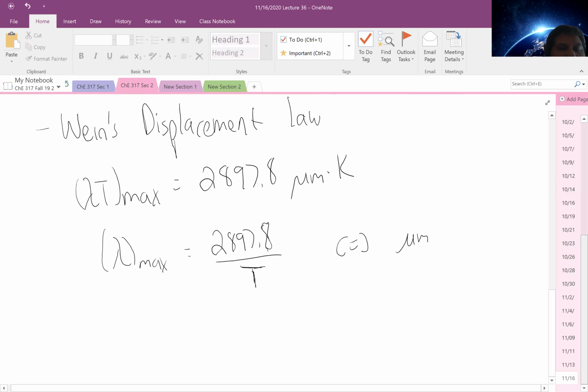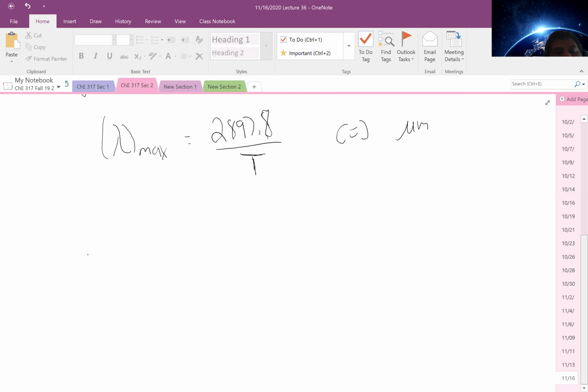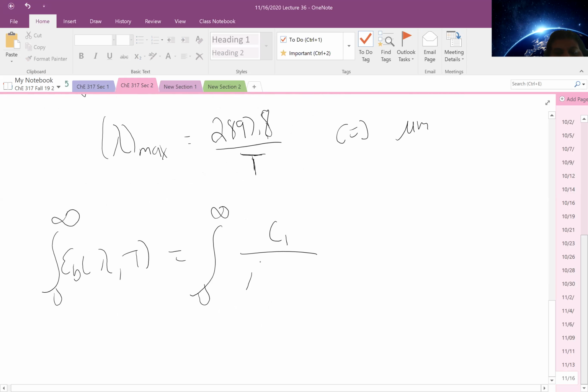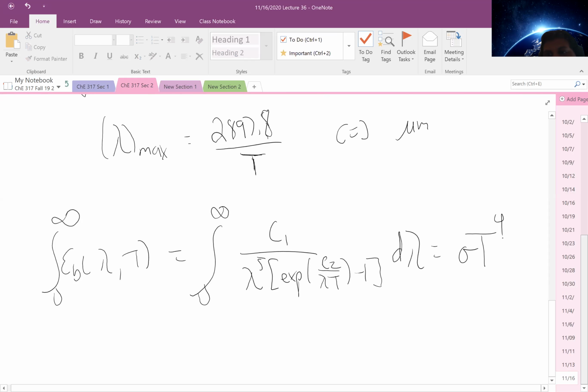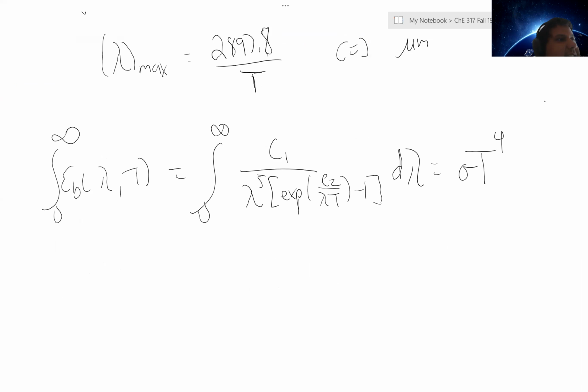And the last thing to touch on is looking at the integration of Planck's law. So if we integrate Planck's law from 0 to infinity, what we're left with is Stefan-Boltzmann's law, or sigma times T to the fourth. Which, all well and good, nice and slightly helpful.